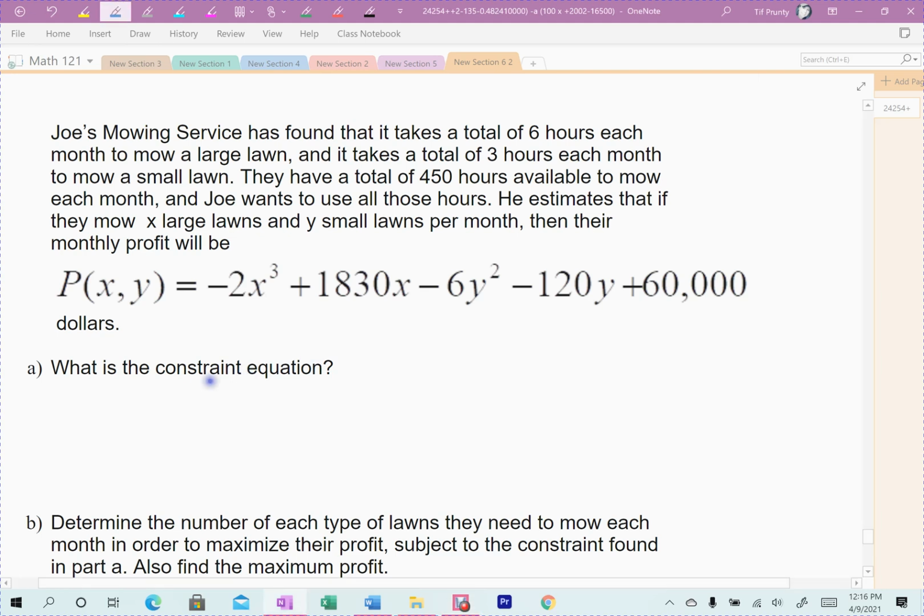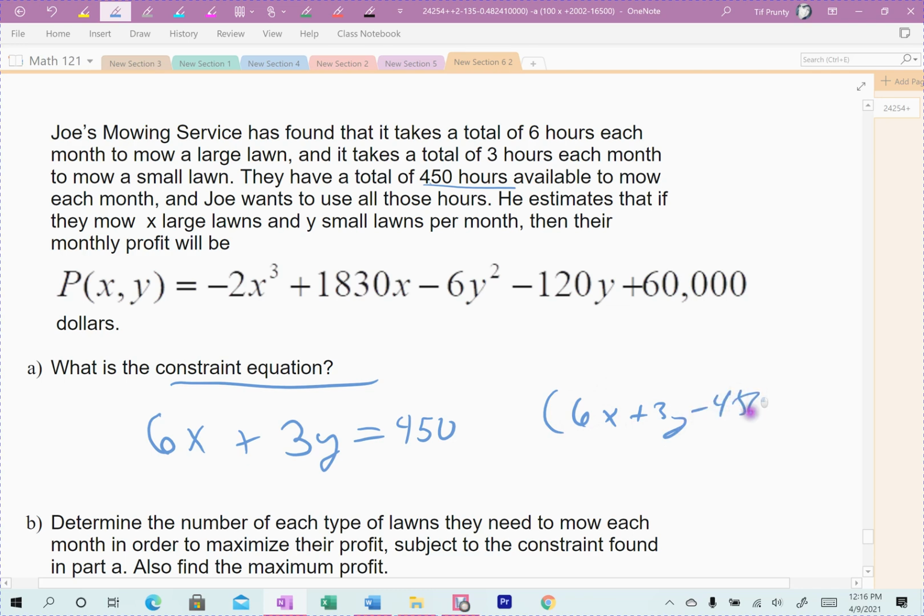So the constraint has to do with the number of hours. It takes 6 hours to mow large lawns, which is our x variable, and 3 hours to mow small, which is our y variable, less than or equal to, but I'm going to write equal to. It is going to be an equal to in this case. Remember, we rewrite that as 6x plus 3y minus 450 equals 0, because that's what we plug into our Lagrange equation.